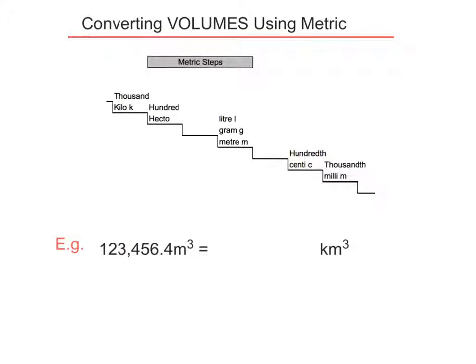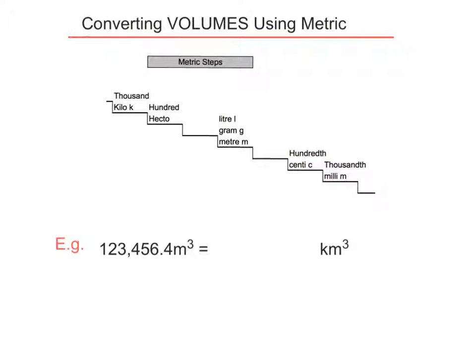You can probably imagine that in this question here, a metre cubed is a lot smaller than a kilometre cubed. For starters, a metre is 1,000 times smaller than a kilometre. So 1,000 times 1,000 times 1,000 means it's 1,000,000,000 times smaller when you cube it. So a cubic metre is actually 1,000,000,000 times smaller than a cubic kilometre. But let's do the example anyway.